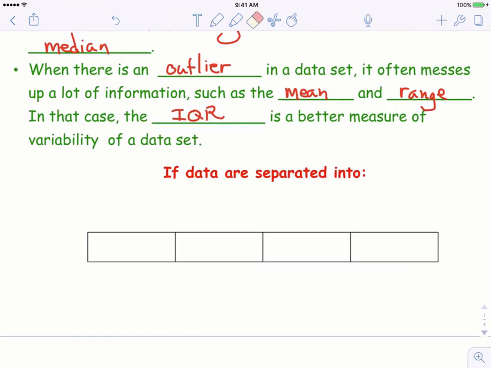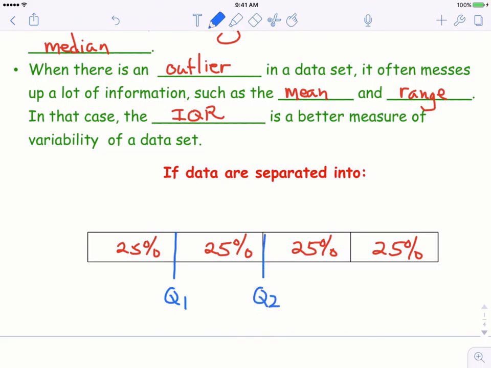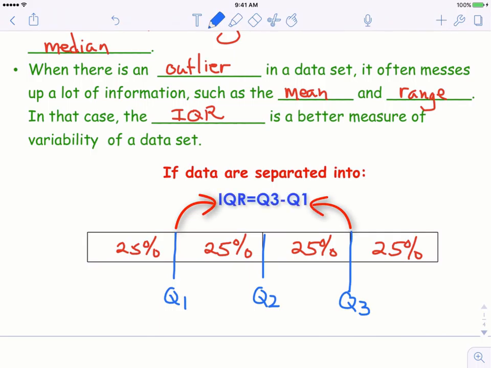To summarize the vocabulary, let's take a look at the graph below. If the data set is separated into 4 sections, each section is 25%. The lower quartile, or Q1, is at the end of the 25th percentile. The median, which can be called the Q2, is at the middle, and it is the 50th percentile. The upper quartile, or Q3, is the third 25%, which makes it at the end of the 75th percentile, and the IQR will be the difference of the Q3 and Q1.